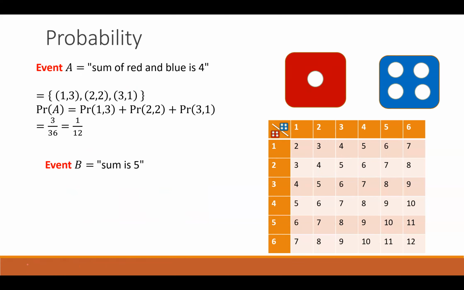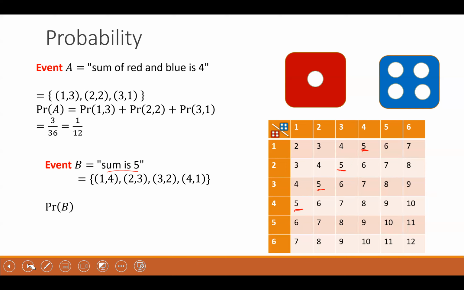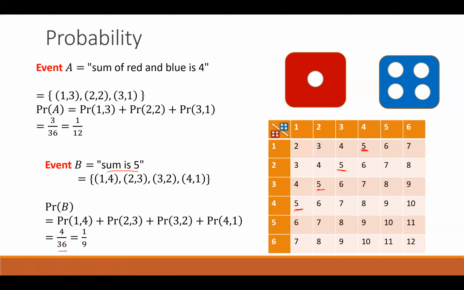We can have a second event B. The event B is that the sum is 5. We can compute that probability the same way, but now we are going to find all of the entries where the sum of the red and the blue are equal to 5. There's 4 of them. And yeah, so my set B is equal to these 4 outcomes. Each of these 4 outcomes has probability 1 over 36. So the probability of event B is equal to the sum of the probabilities. In this case, 4 over 36 or 1/9.